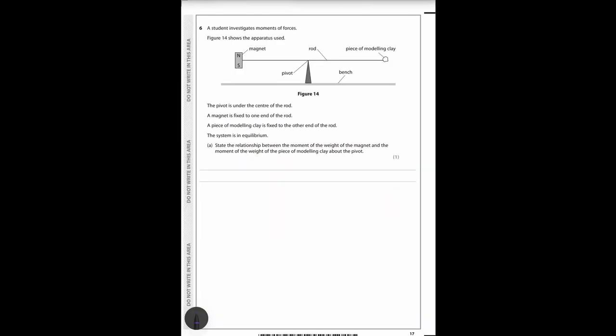So this next question, if you're doing combined, it doesn't matter. But if you're doing triple, it's on the triple spec. So I can see it's about pivots, moments, and all that. So I know what I'm going to say about those things.